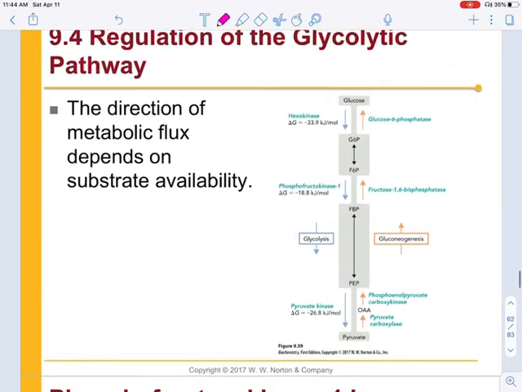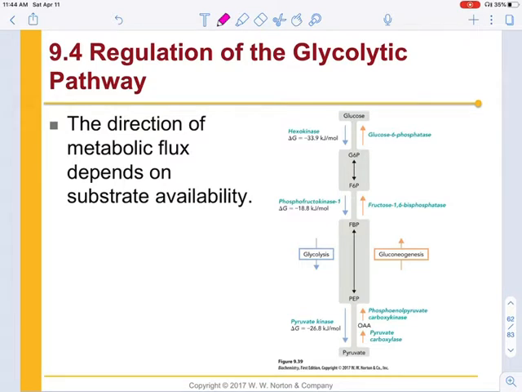As I said before, this is regulated, and it's regulated at the areas of dramatic changes in the delta G. So hexokinase, phosphofructose kinase, pyruvate kinase. We don't talk about this. We would get to it in an advanced biochemistry class, but gluconeogenesis is the biosynthetic pathway. So this is taking pyruvate and going back to glucose, and it utilizes a lot of the same enzymes as in reactions as glycolysis, except for those areas where there's a dramatic change in delta G.